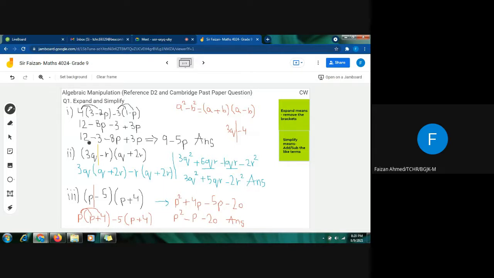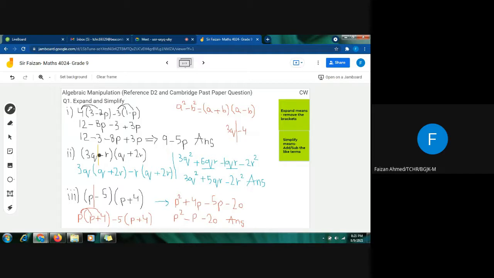So now we can simplify it. 12 minus 3 will be 9, and minus 8p plus 3p will be minus 5p, since the sign belongs to the greater number. 8 is greater, so minus 8p plus 3p will give me minus 5p. So this is the answer of the first part. We have expanded it and we have simplified it. Okay, so 9 minus 5p will be my final answer.